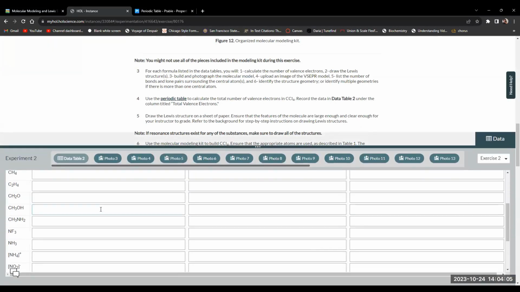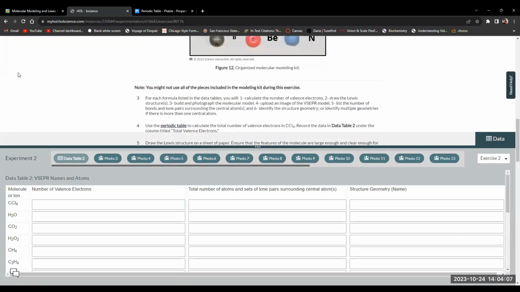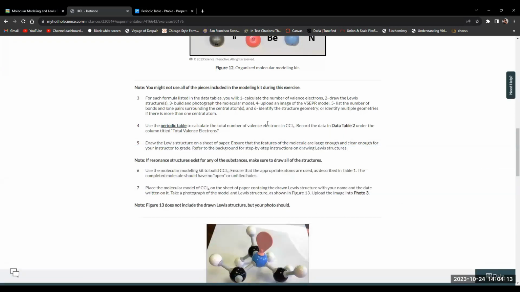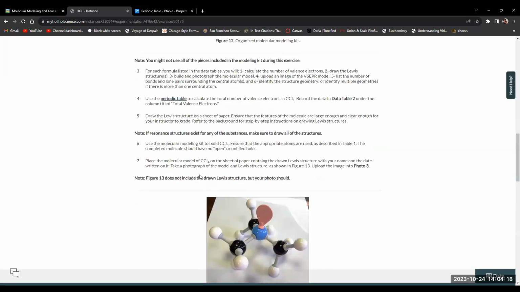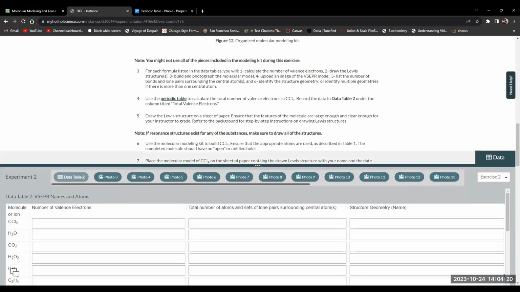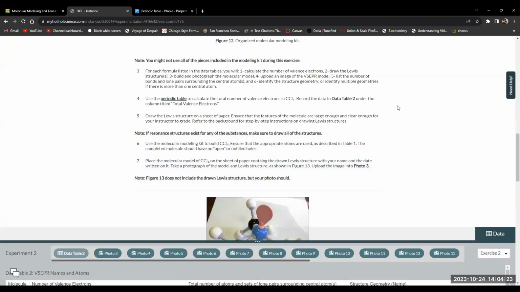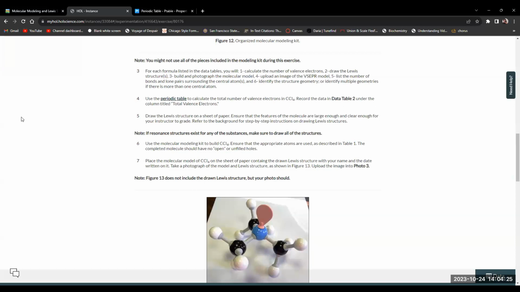So which one's the first one? Carbon tetrachloride. So let's do this one. So step one, count the total number of valence electrons and record the data in Table 2.